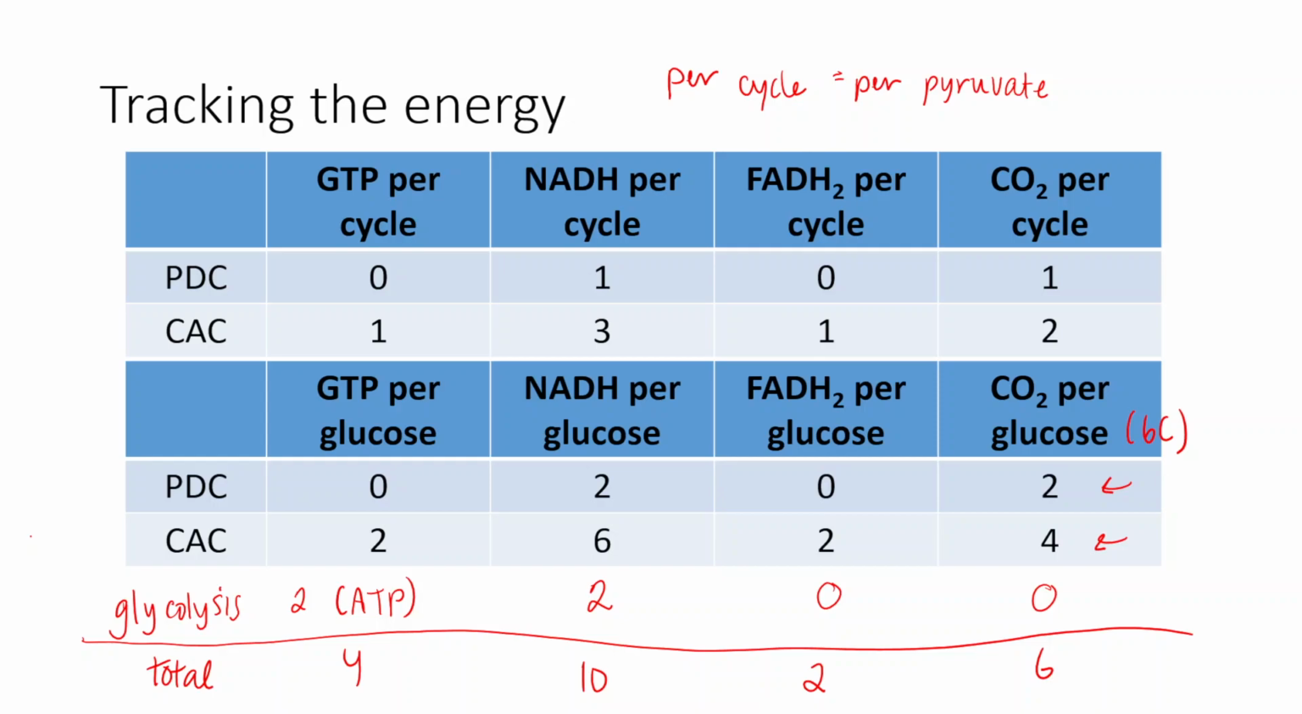Any questions on where any of these numbers came from or anything else? Adding up per glucose, how many total ATP equivalents, how many NADHs, how many FADH2s, how many CO2s? Per glucose.